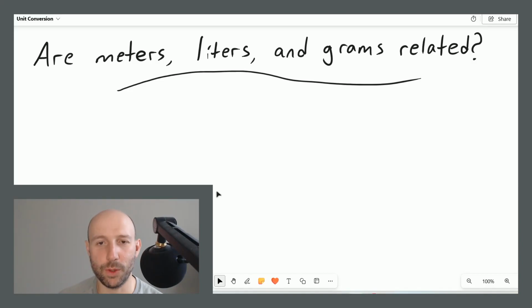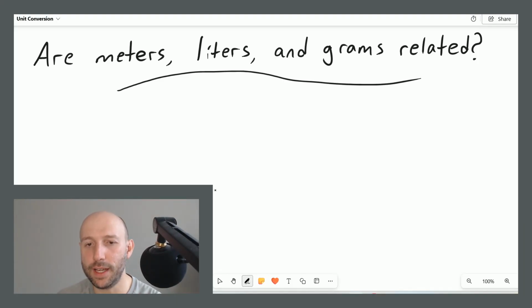How's it going, everyone? We are going to be talking about the relation between meters, liters, and grams, which are the metric units of measurement for length, volume, and mass. Their relationship to each other is very intentional and not arbitrary at all. And here's how they relate.